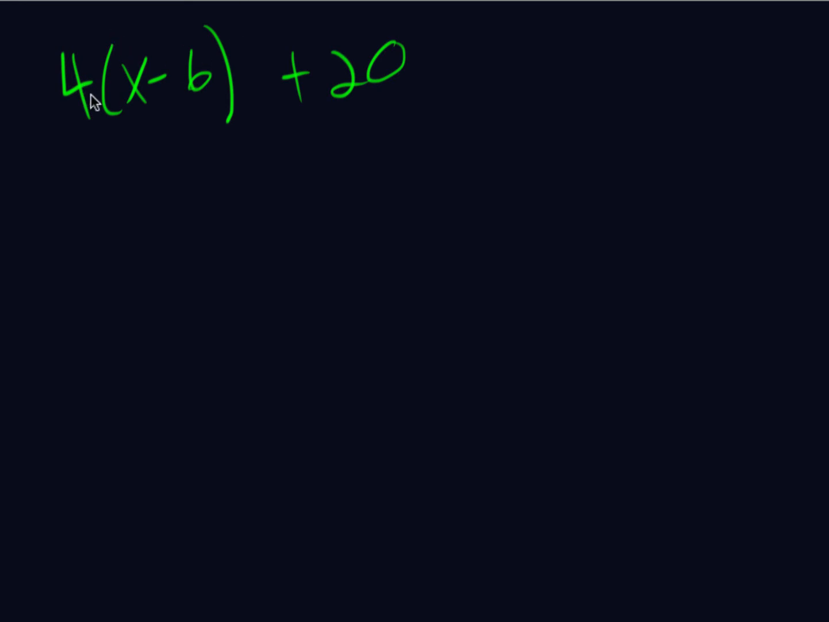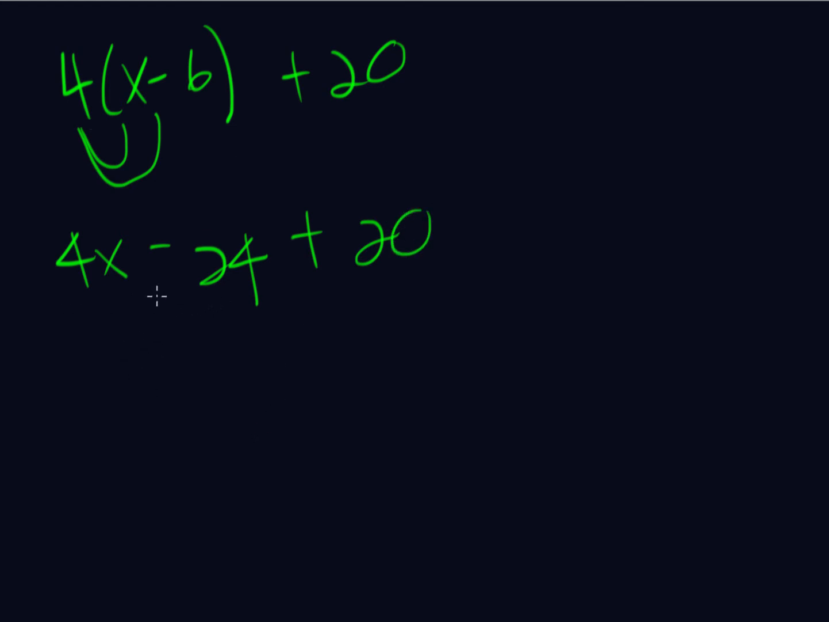So the number in front of the parentheses, the 4, is going to be multiplied by everything that's behind the parentheses. So notice that the 20 is not inside of the parentheses, so that 4 does not get distributed to the 20. It only gets distributed to the x and to the negative 6 right there. So 4 times x is 4x, and then 4 times negative 6 is negative 24, and then we just have a plus 20.